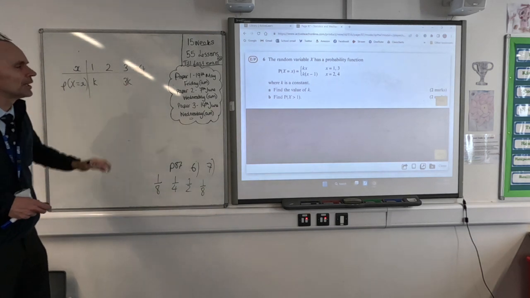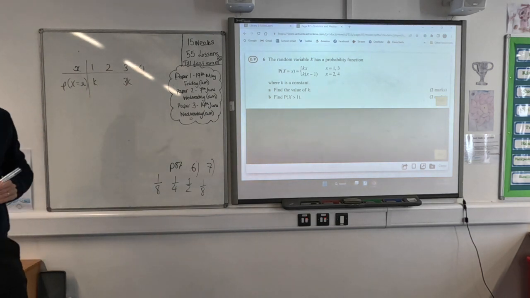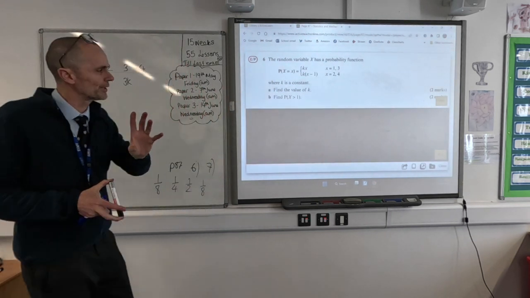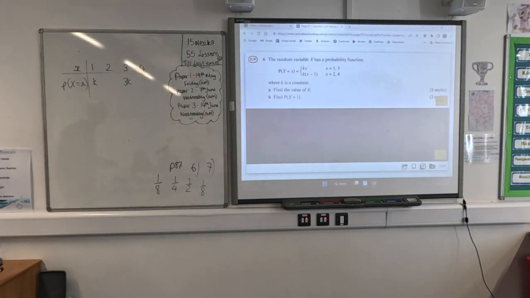Do you want to see if you can answer the rest of that question? The probabilities for 2 and 4 are slightly different, but they want you to find the value of k, and therefore the probability x is greater than 1. Question 7 is a similar question.